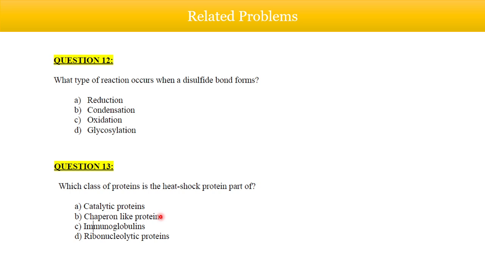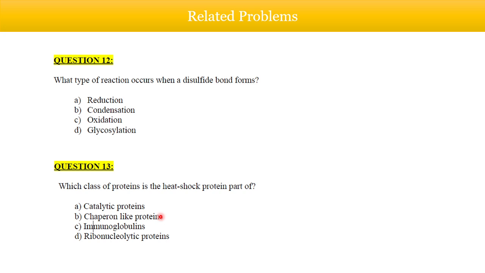What type of reaction occurs when a disulfide bond forms? Oh, this is an easy question. Which of the following reactions occurs when a disulfide bond forms? So under what condition can a disulfide bond form? Yeah, absolutely. It's an oxidation reaction that is occurring. So the cysteine gets oxidized and the sulfur remains open to form a disulfide bond.